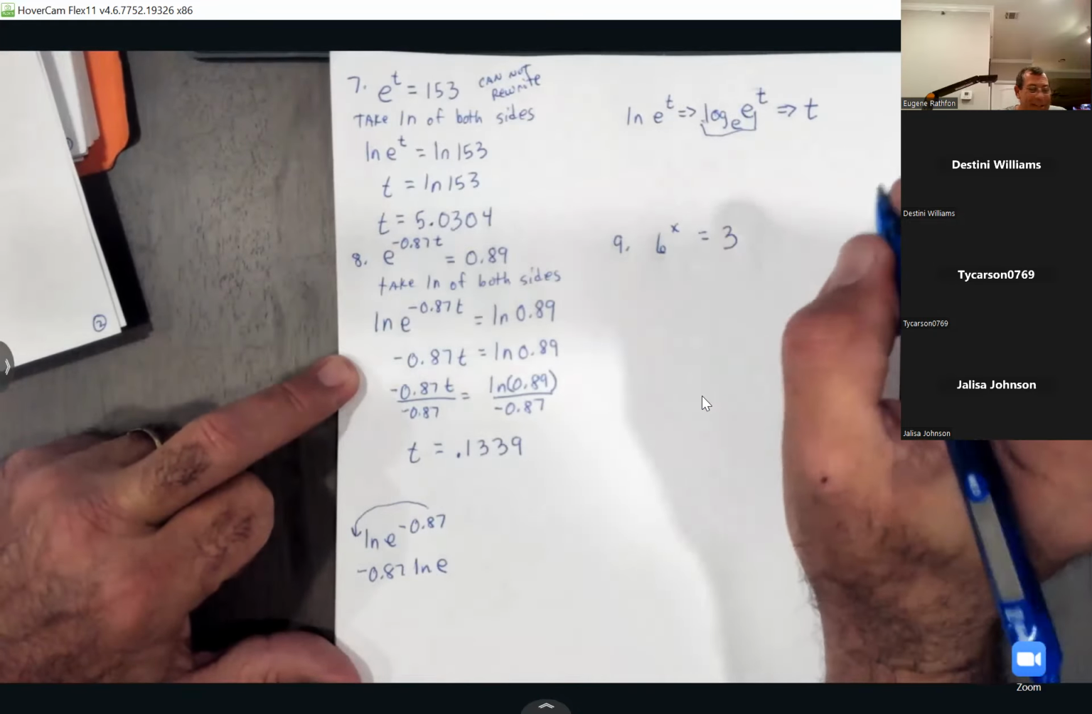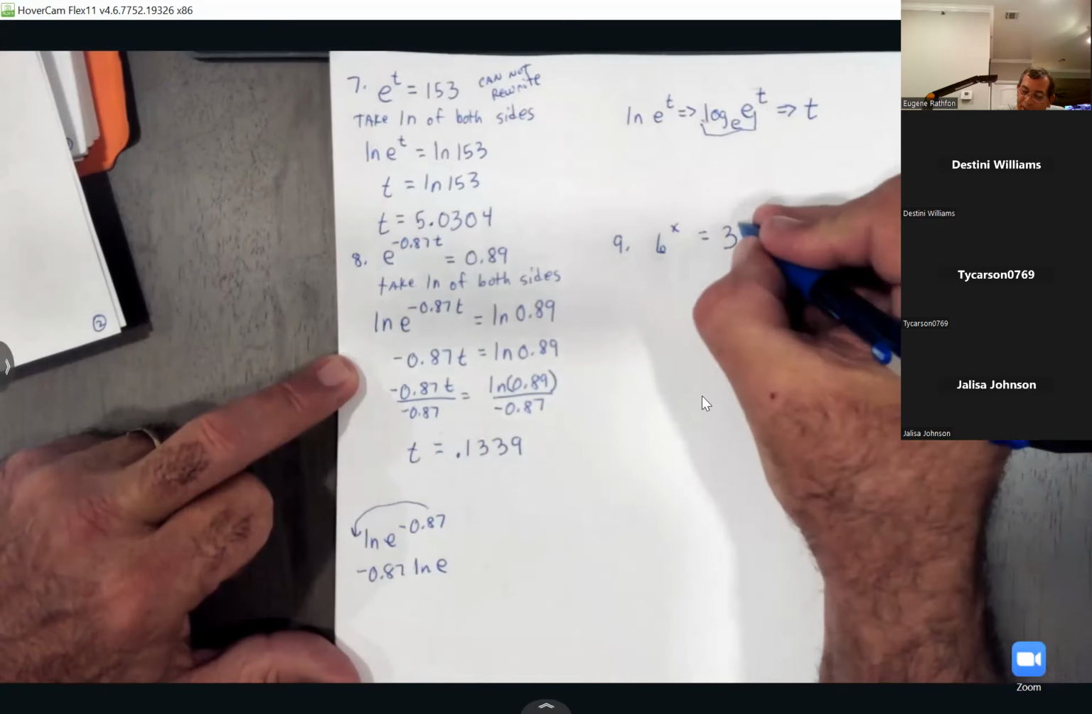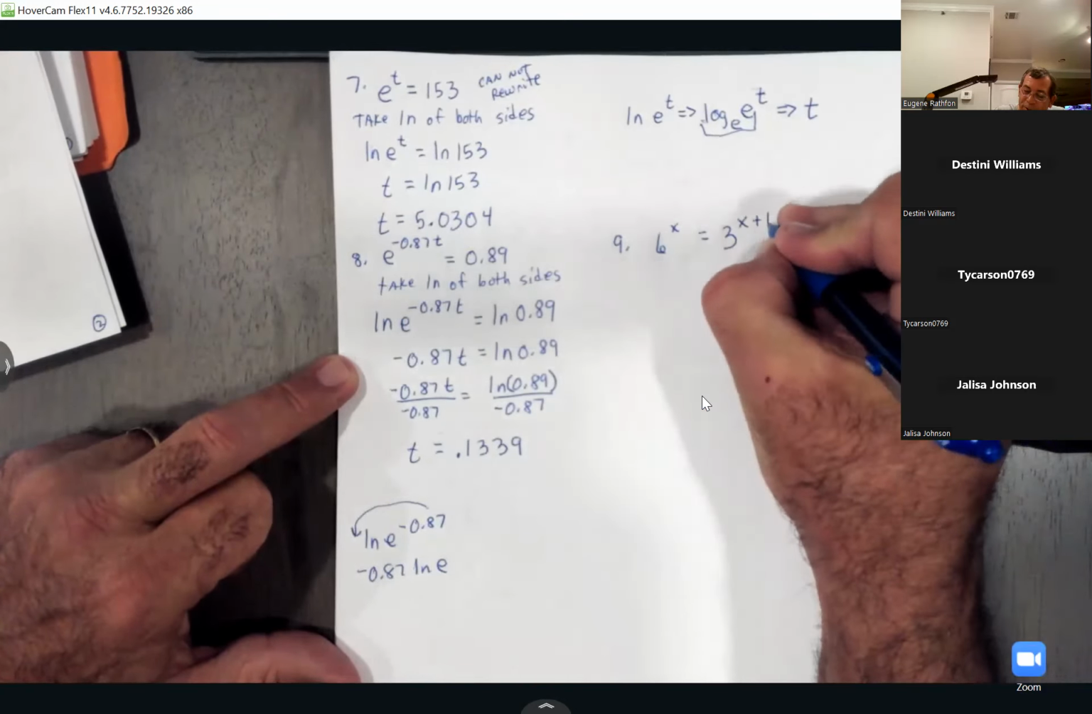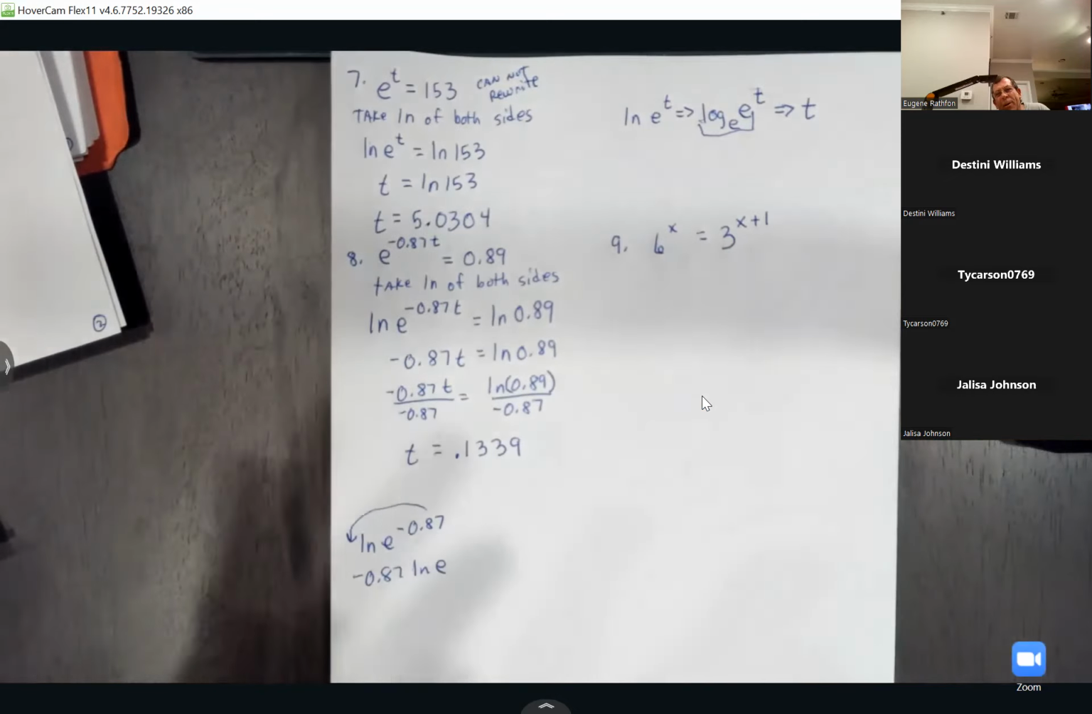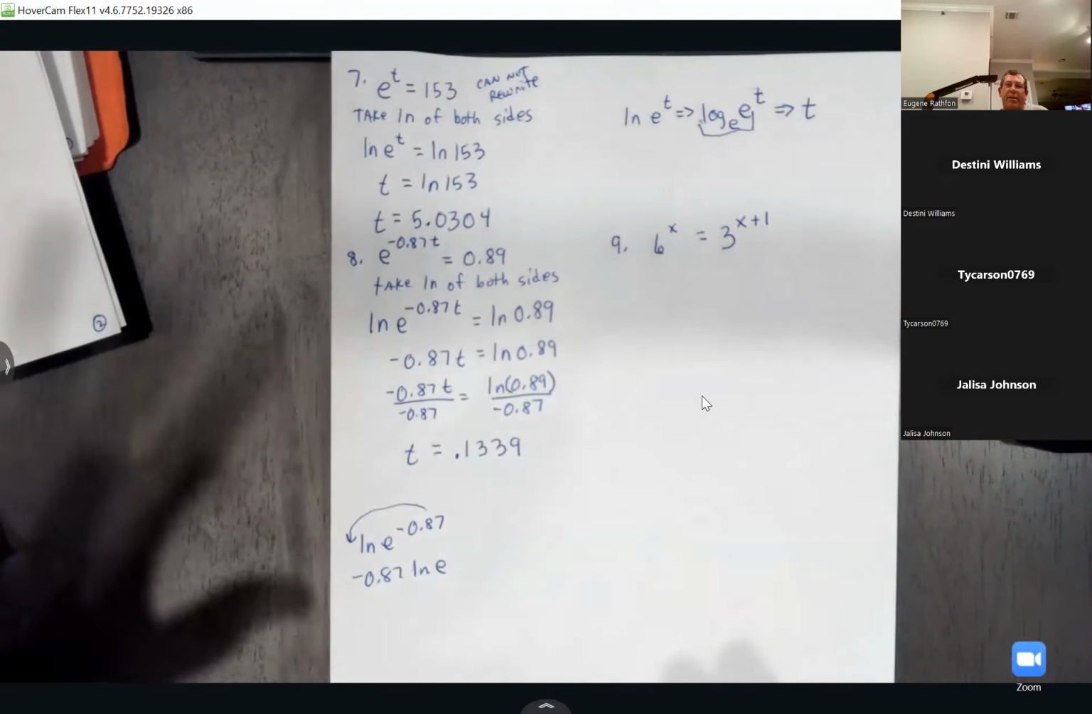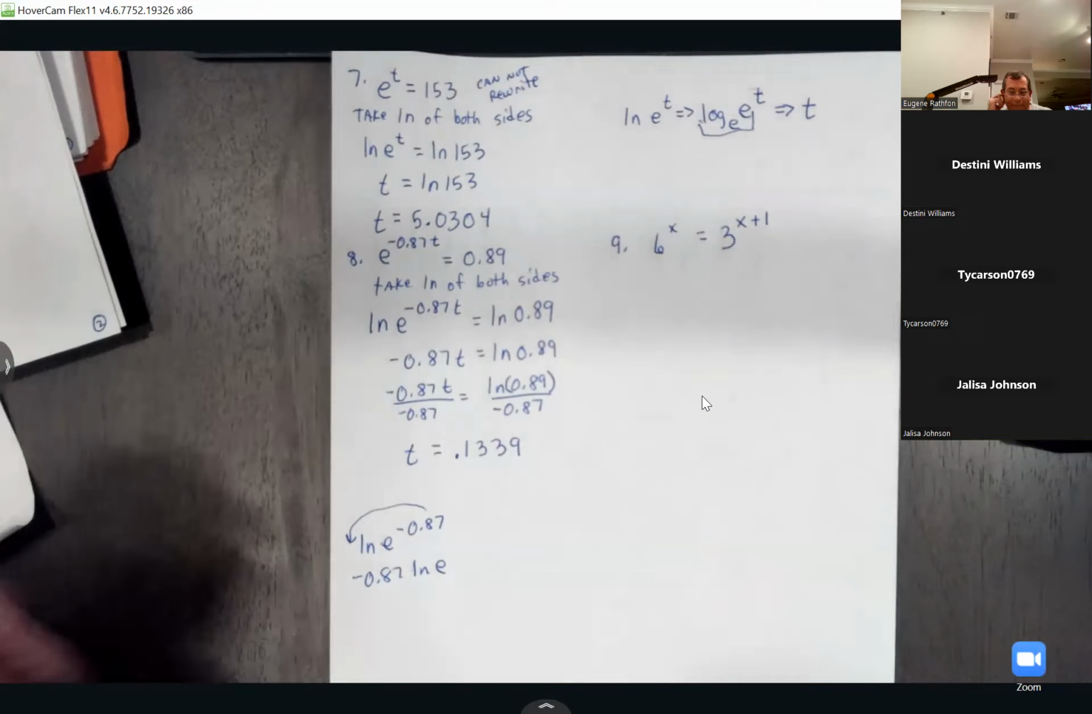All right, y'all look at this. 6 to the x equals 3 to the x plus 1. So this is another one I didn't really care for, but it's in the homework, so we're doing it.